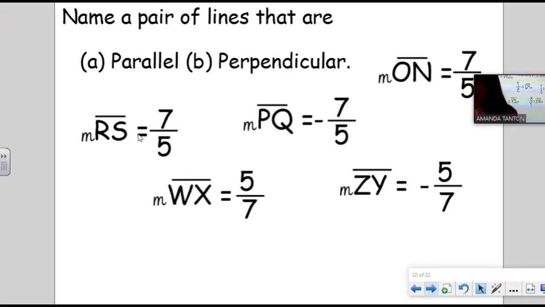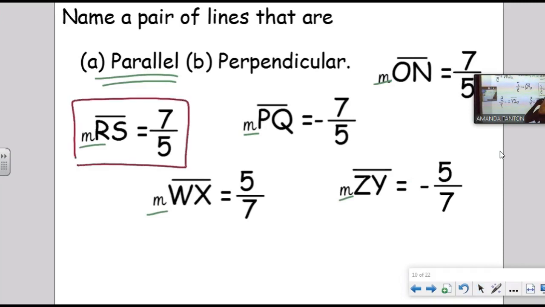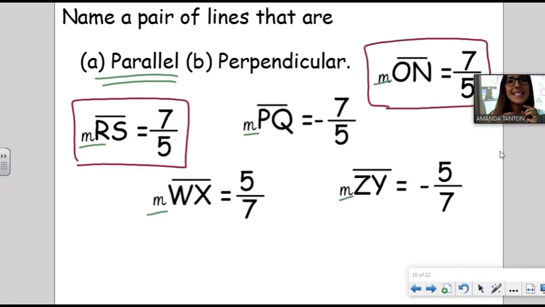All right, I just threw lots of different slopes on the board. That little m every time means the slope of those segments. It's not the length of the segments, it's the slope. I just used that notation. Let's find some lines that are parallel. So if these are all their slopes, and I want to find lines that are parallel, what am I looking for? Oh, the exact same slope, matching, identical twins. So the slope of RS is 7/5. The slope of ON is 7/5. No, you cannot box PQ because it's negative 7/5, and that changes the slope entirely.